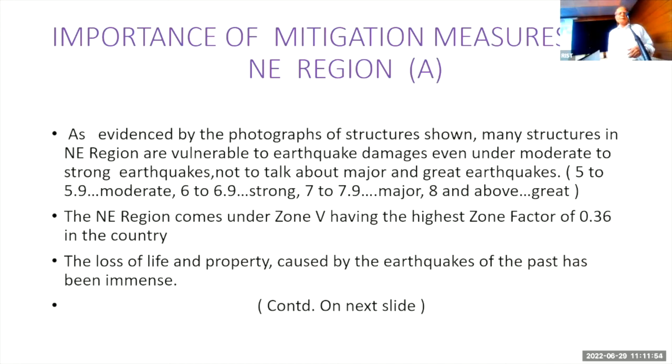And after that, we had a number of earthquakes. Most of them were strong and moderate. But even under the moderate earthquakes, we have got structural damages to a great extent. And this tells me that in northeastern regions, there are hundreds of structures which are vulnerable, not to speak of a great earthquake. Even in moderate and strong earthquakes, we have the damages. And we all know the extent of loss of life and property we had in these earthquakes.